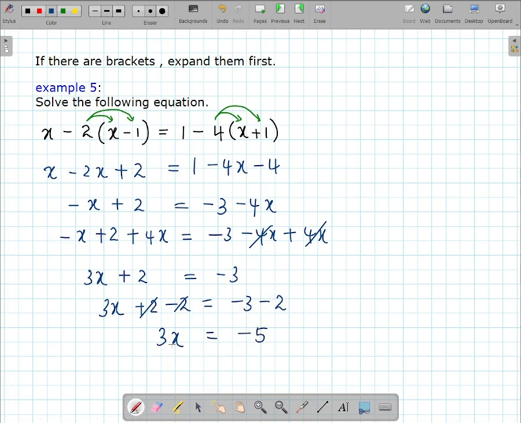Then we don't need 3x, we only need x. We have to divide by 3. So 3 and 3 get cancelled. x equals minus 5 over 3.